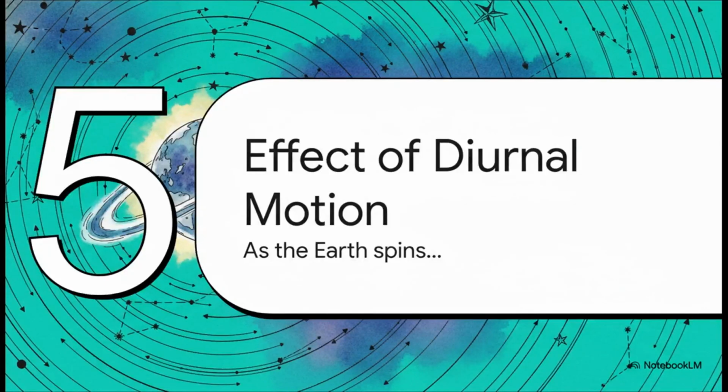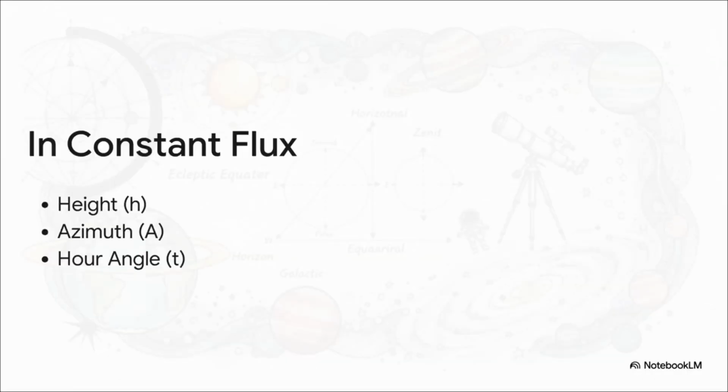Now, let's synthesize all this by considering diurnal motion. That's the apparent daily rotation of the heavens caused by the actual rotation of the Earth. How does this affect our coordinates? Well, 3 of the coordinates we've defined are in a state of constant flux for anyone standing still. As the Earth spins, a star will appear to rise, move across the sky, and set. This means its height and its azimuth are continuously changing.